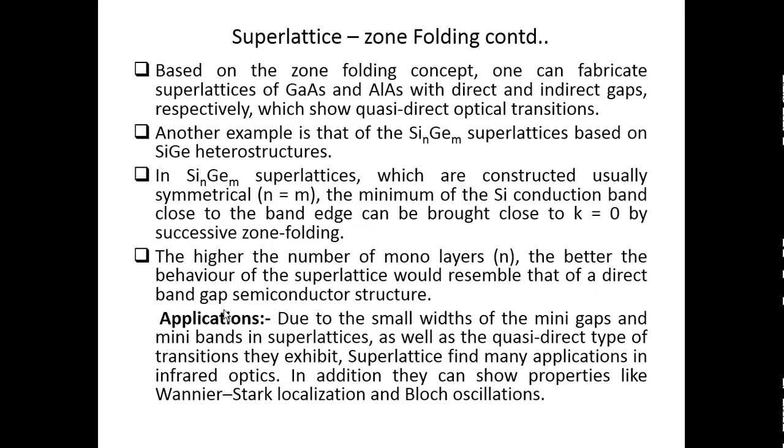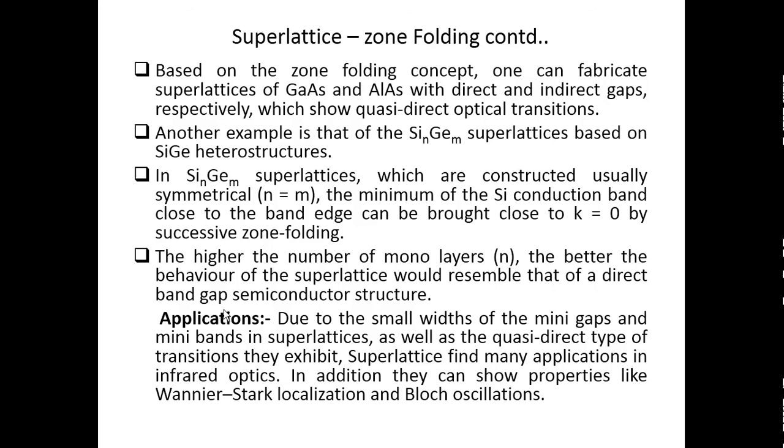Another example is silicon N and germanium, that is a superlattice based on SiGe heterostructure. SiGe heterostructures can also act as superlattices, which are usually constructed symmetrical, N equal to M. That is the lattice constant: silicon N, germanium M. If N is equal to M, symmetrical structures of the superlattice could be arranged. The minimum of the Si conduction band close to the band edge can be brought close to K equal to 0 by successive zone folding.